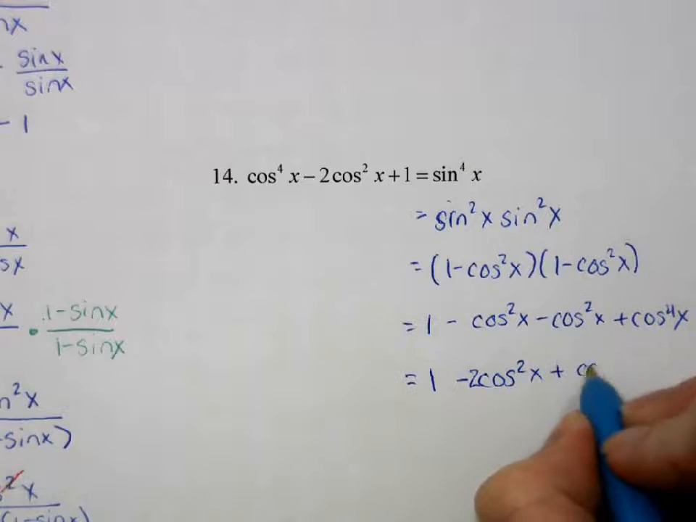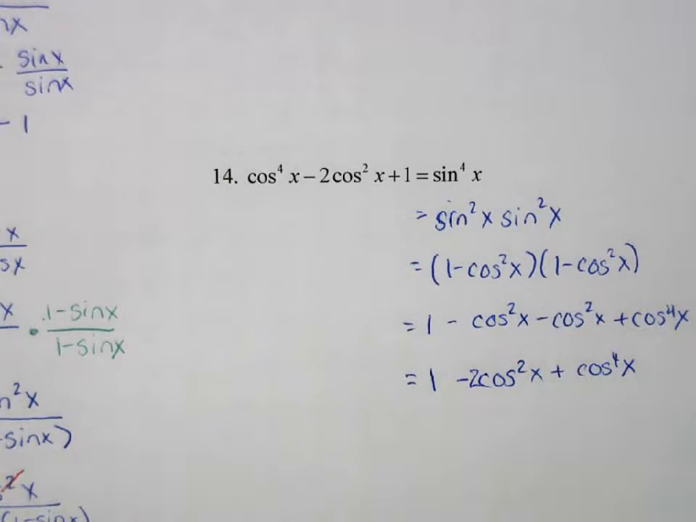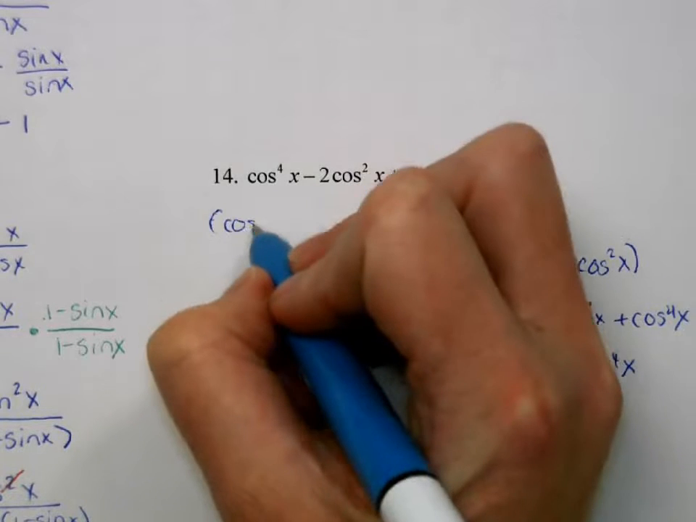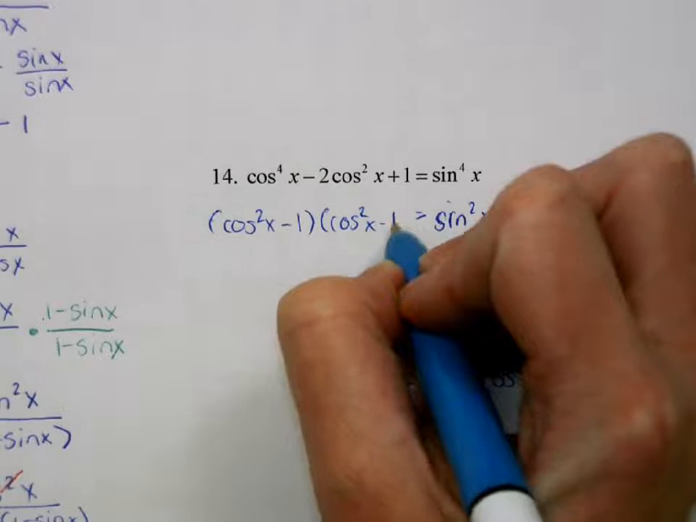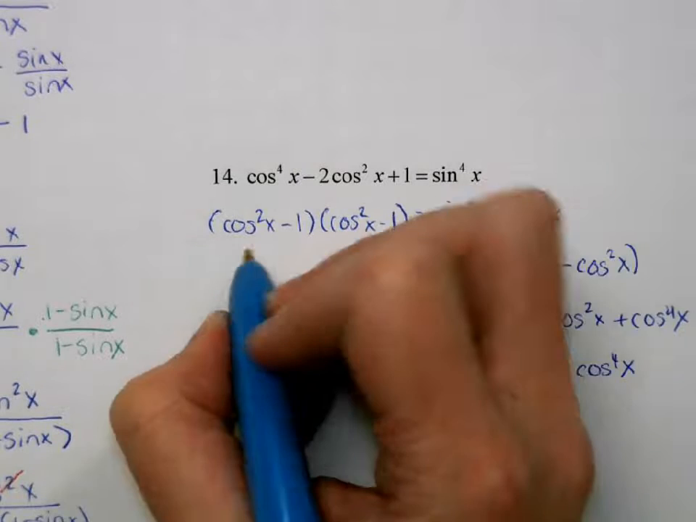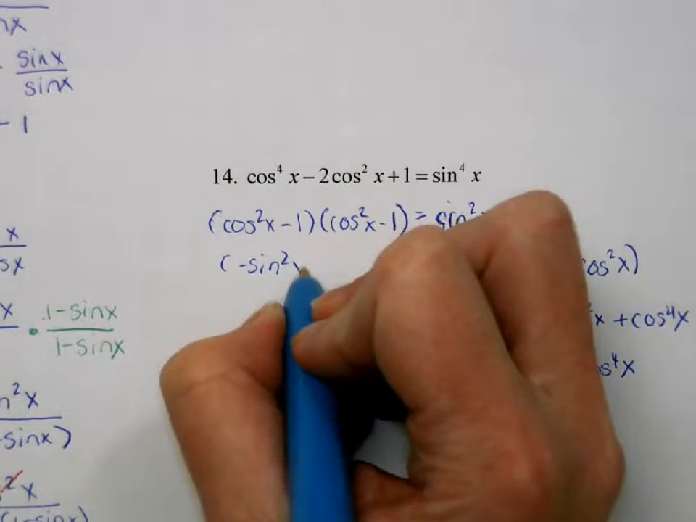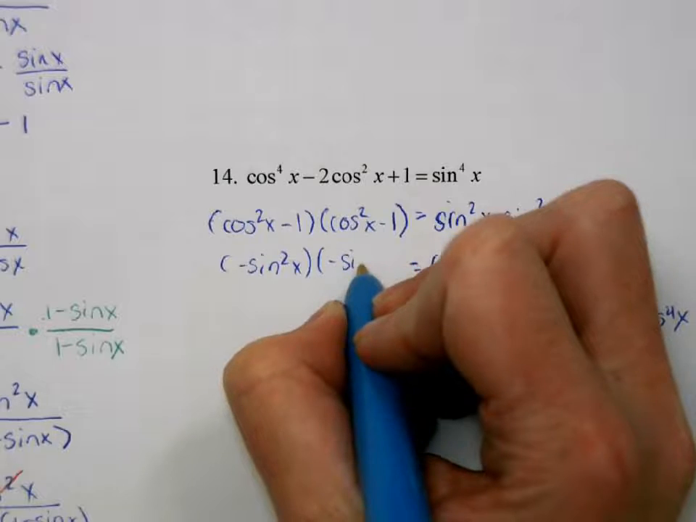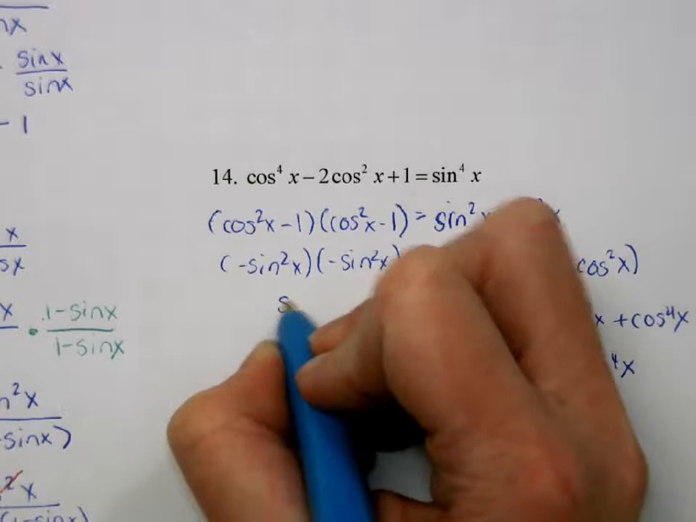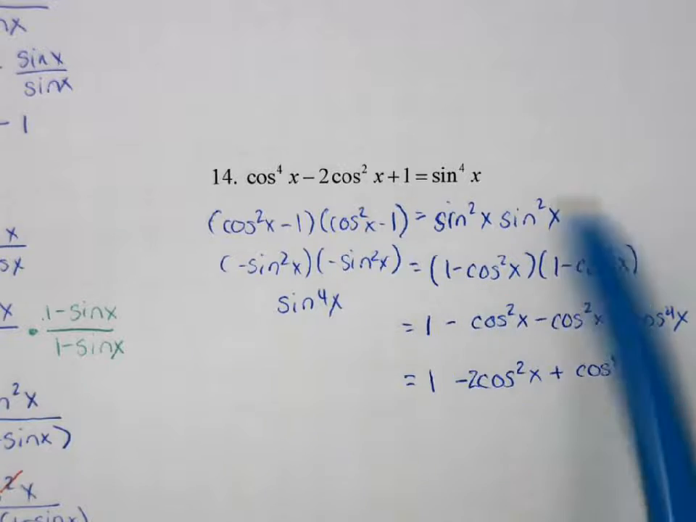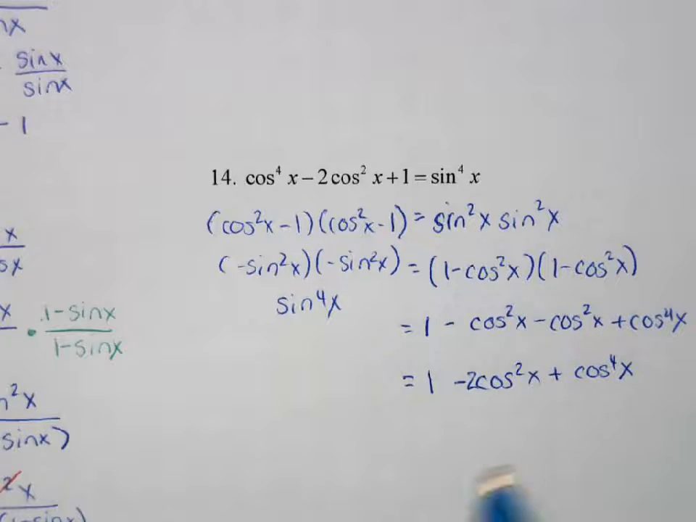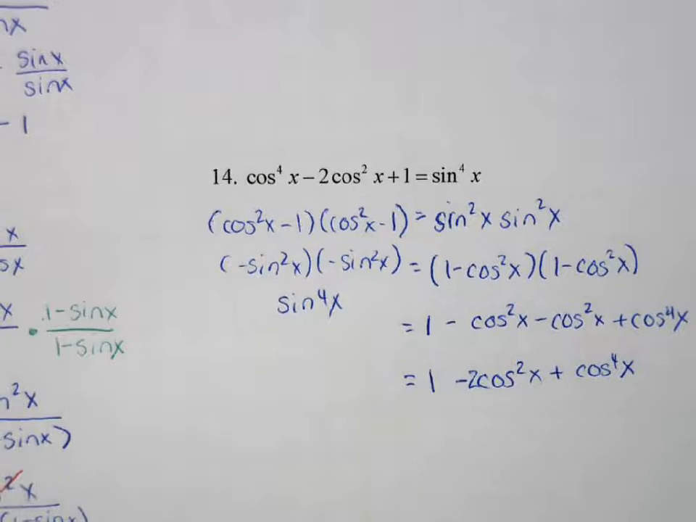Alternatively, you can factor this. This factors into 2 cosine squared x minus 1 and cosine squared x minus 1, which is a negative sine squared, which is a positive sine to the 4th. So either of those is acceptable. This one is probably a little bit easier because it's just multiplication versus factoring, but both of them are acceptable.